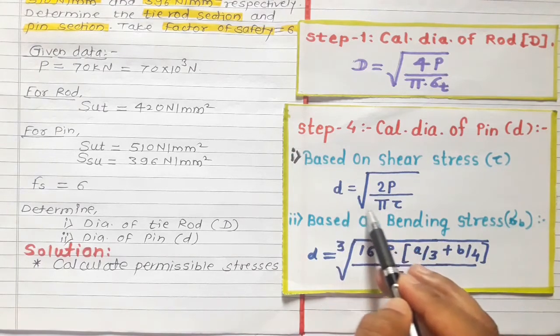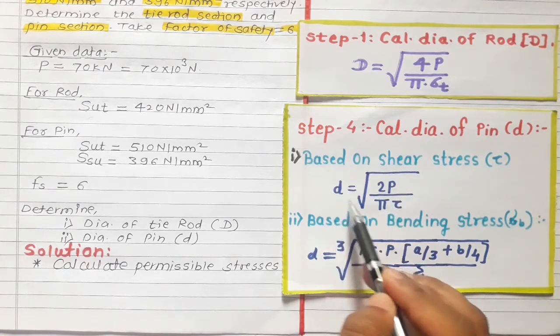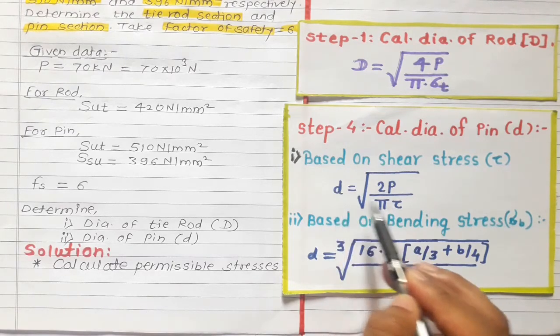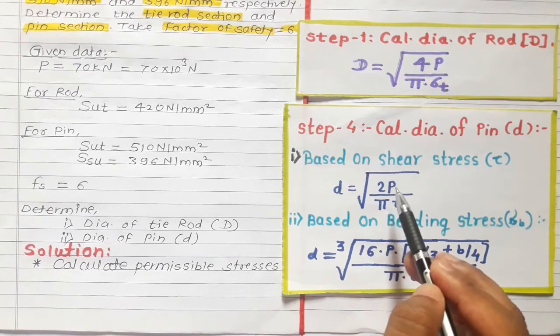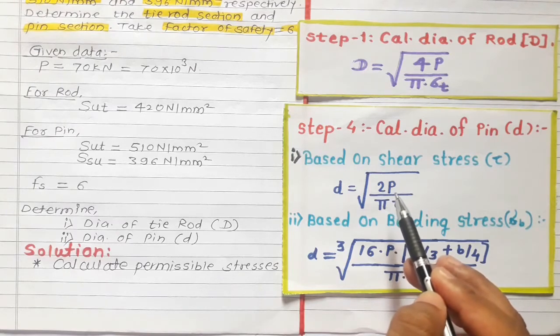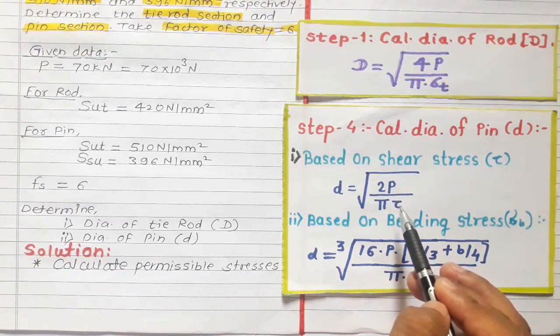So this is the equation to find out the diameter of pin based on shear stress. And this small d is nothing but the diameter of pin. P is the external applied load in Newton, and tau is the permissible shear stress. So in order to find out the diameter of pin, the first permissible stress we require is the permissible shear stress.